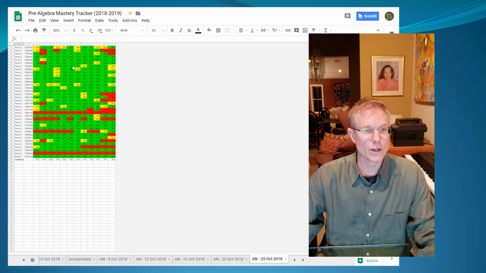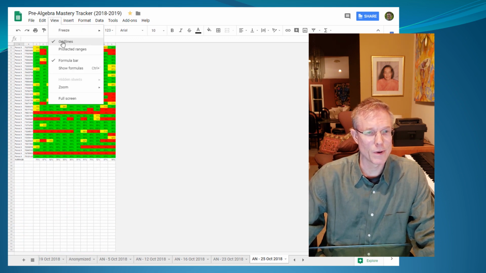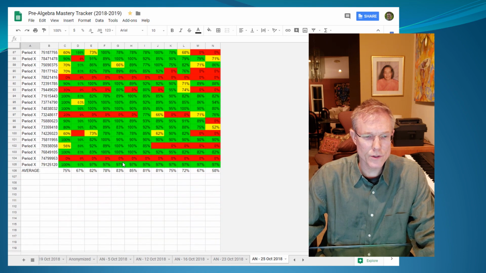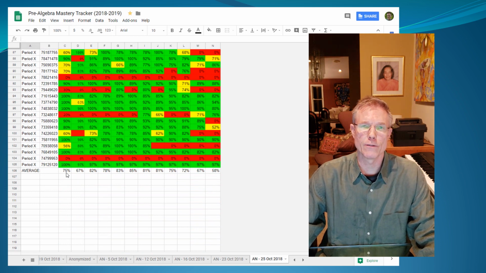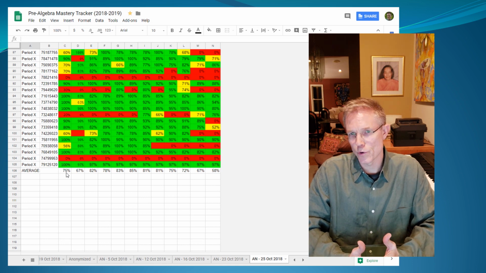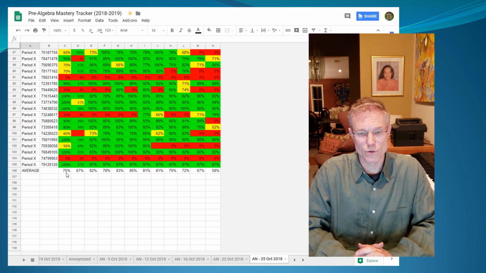I want to zoom in here on a number at the bottom of this screen. So I'm going to zoom up. This number at the bottom, this total average in the first column of 75%, means that essentially the overall achievement level of all the students in all my classes was that they mastered 75% of what I had asked them to.